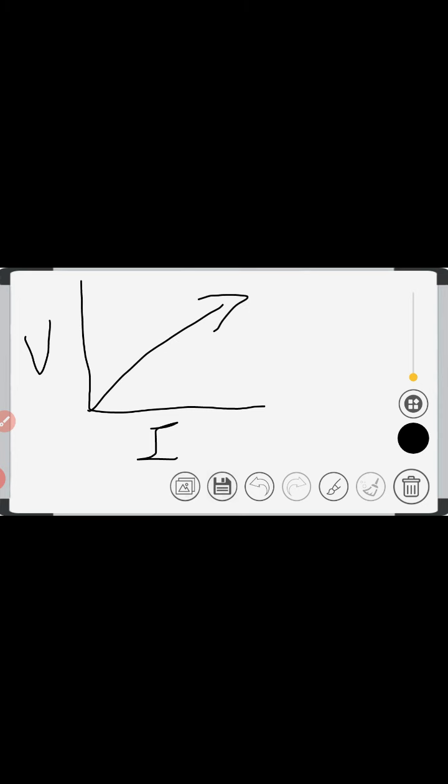We also draw a graph between the voltage and current. If I am taking voltage along the y-axis and current along the x-axis, then the graph that we obtain between V and I is linear. It means that we get a straight line between the voltage and current. It shows that if you are increasing the amount of voltage, then the current will increase in the conductor. So the graph that we obtain is a linear or straight line graph.